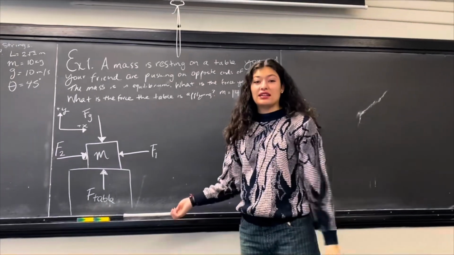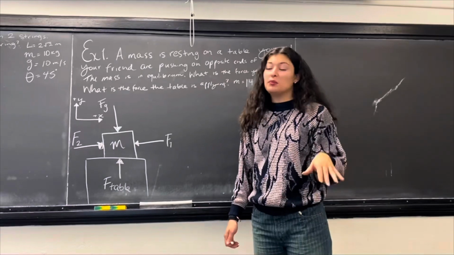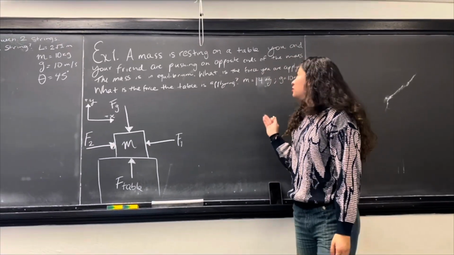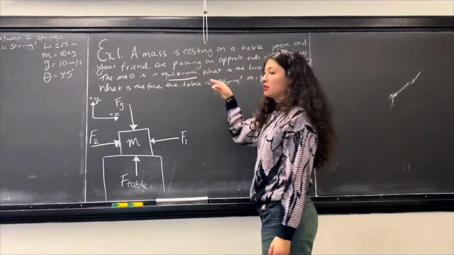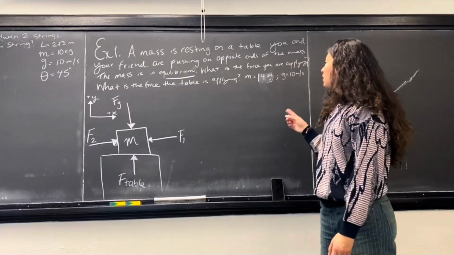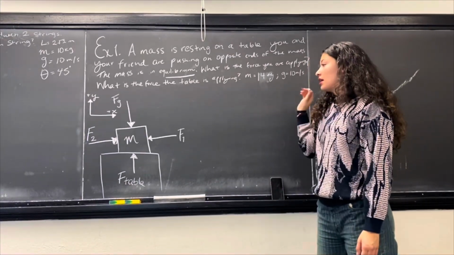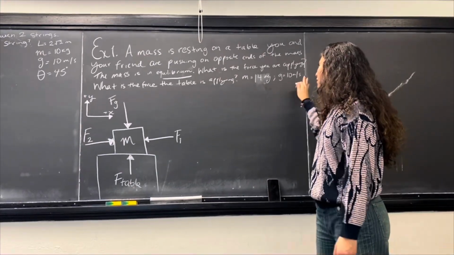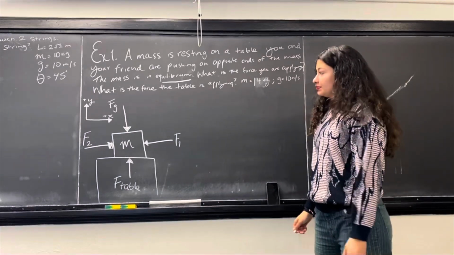So we're going to be doing an example about solving a very, very simple mechanics problem. Our example is a mass is resting on a table. You and your friend are pushing on opposite ends of the mass. The mass is in equilibrium. This is a key part. What is the force you are applying? What is the force the table is applying? The mass here given is 14 kilograms, and gravity we're rounding up to 10 meters per second squared.